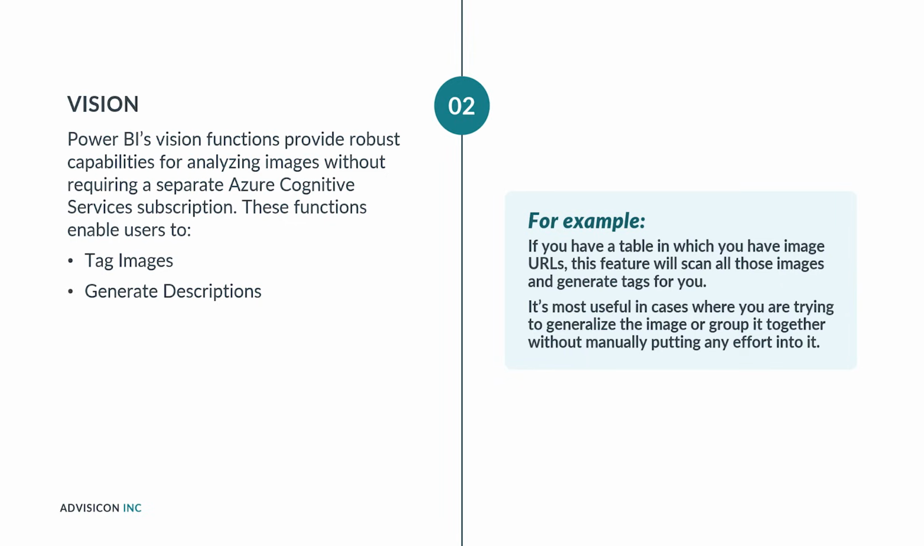For example, if you have a table in which you have image URLs, this feature will scan all those images and generate tags for you. It's most useful in cases where you are trying to generalize the image or group it together without manually putting any effort into it.